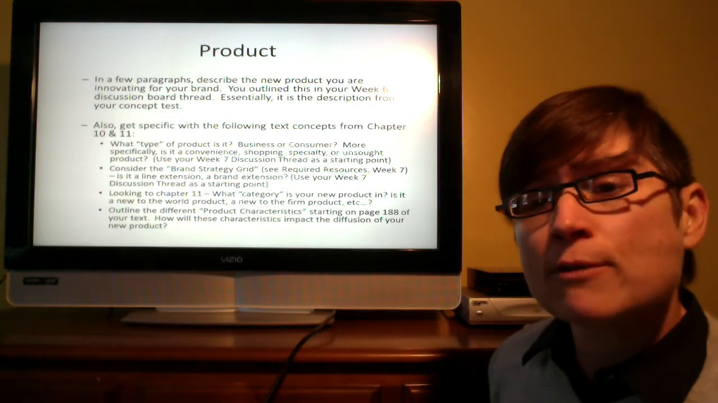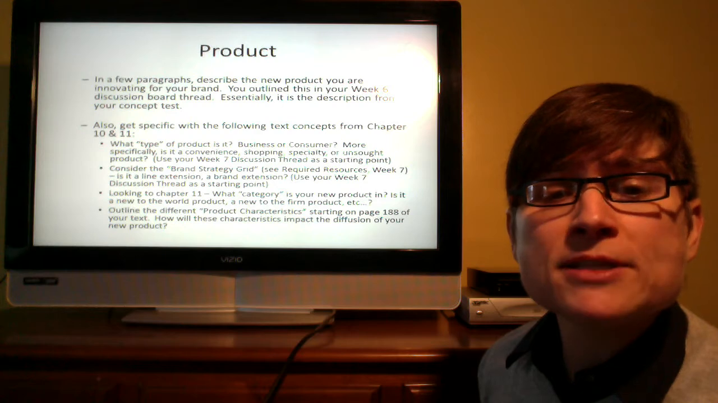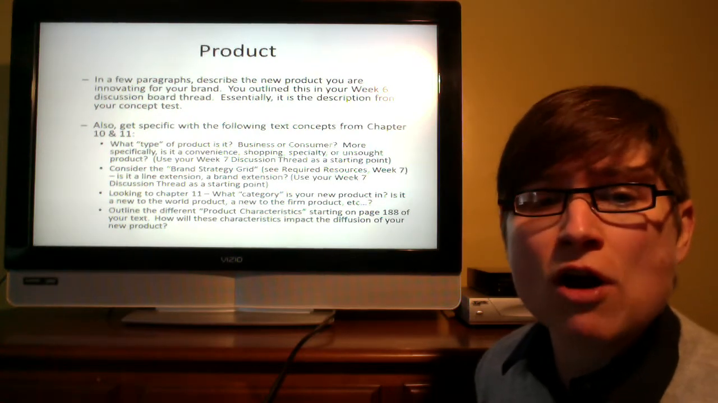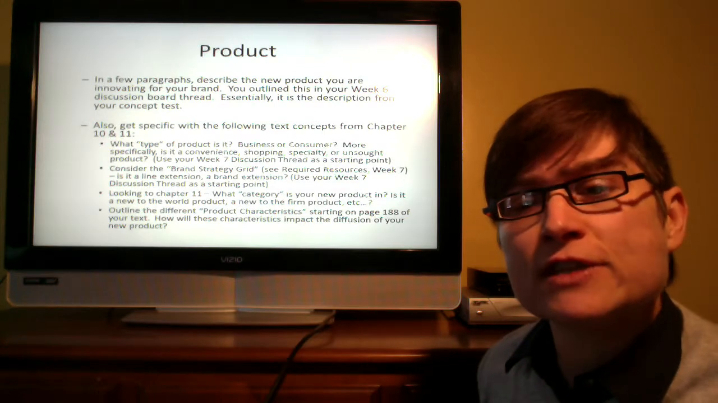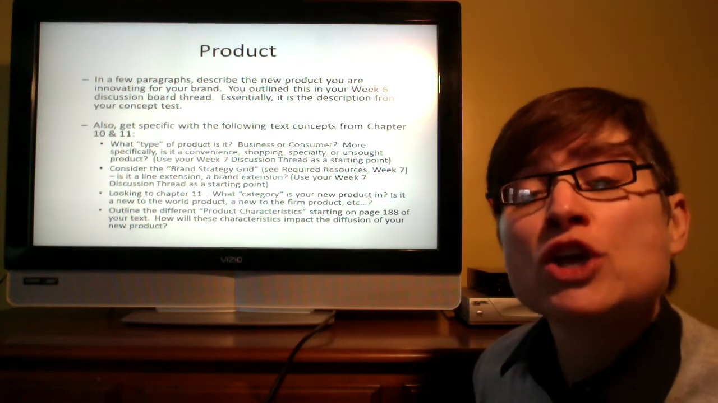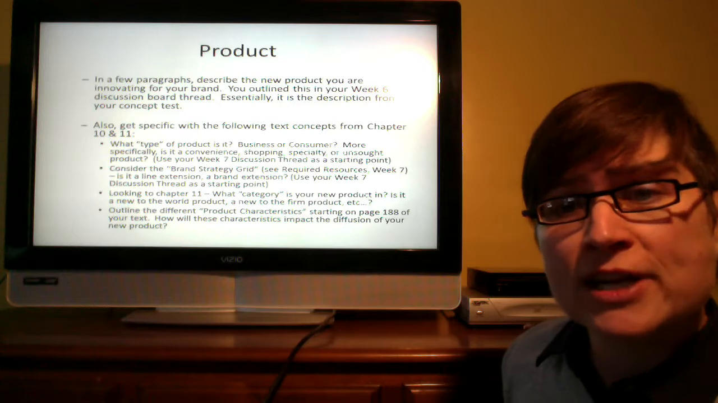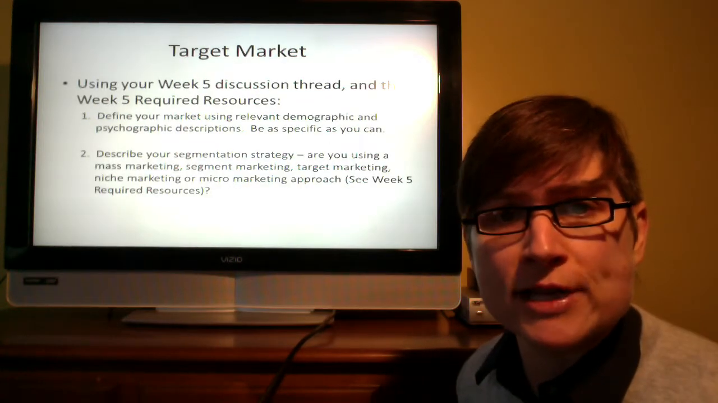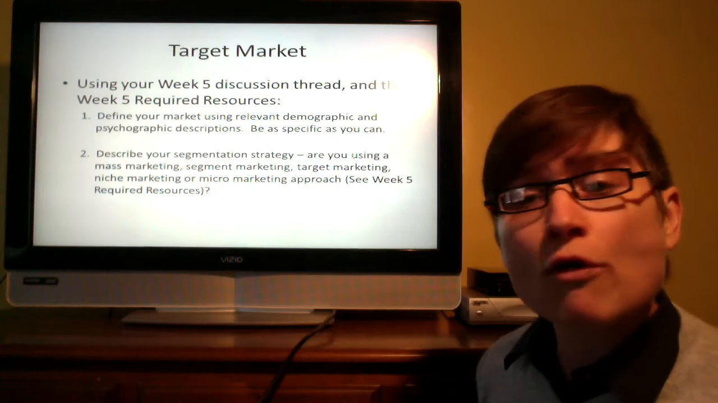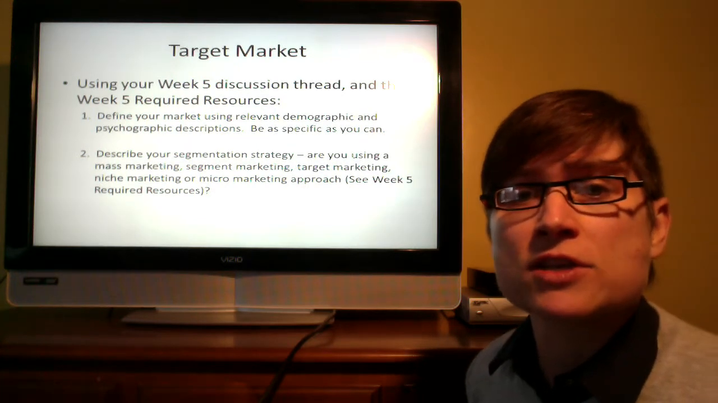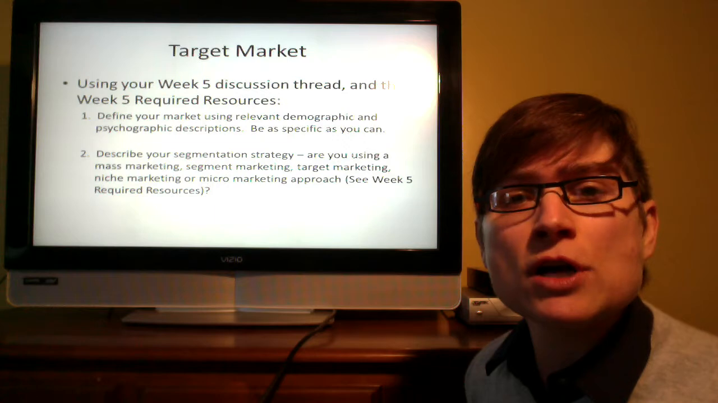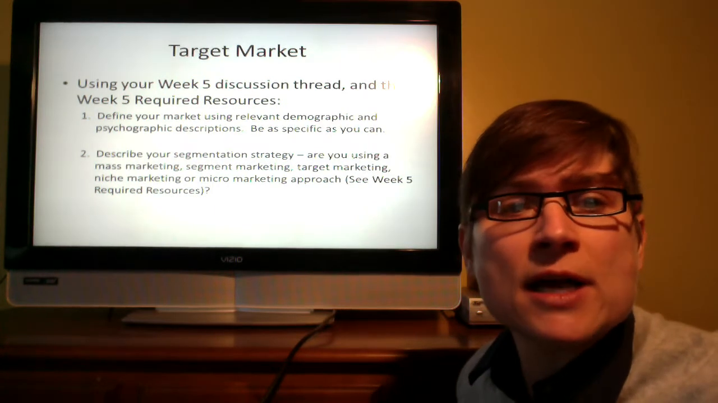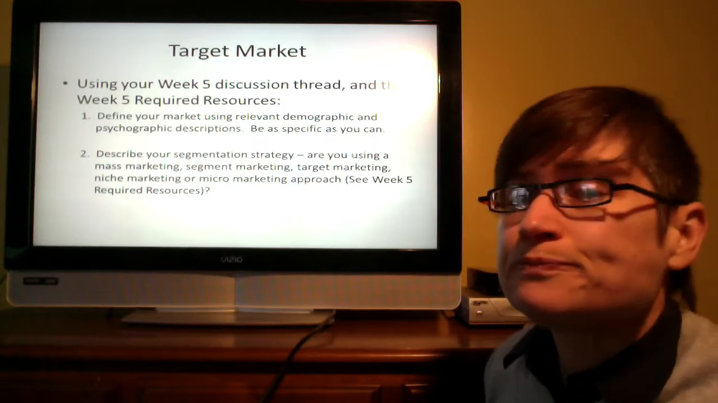And then finally, in terms of the product, describe the different product characteristics. On page 188 of the OCR, you're going to start to see a discussion of these product characteristics. So please apply them to this section of the project. Now, the second thing I'm asking for you to look into is the target market. You've already talked about this, week 5 on the discussion board. So take a look at your week 5 discussion thread and the week 5 required resources.